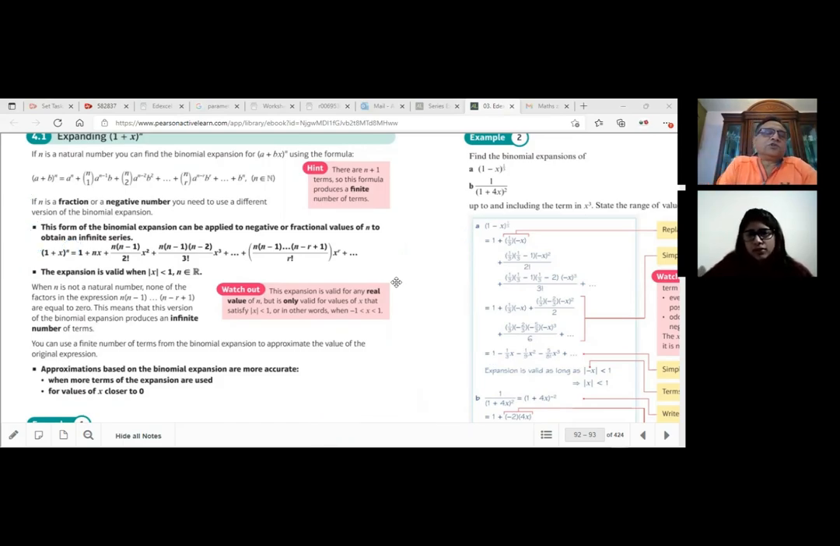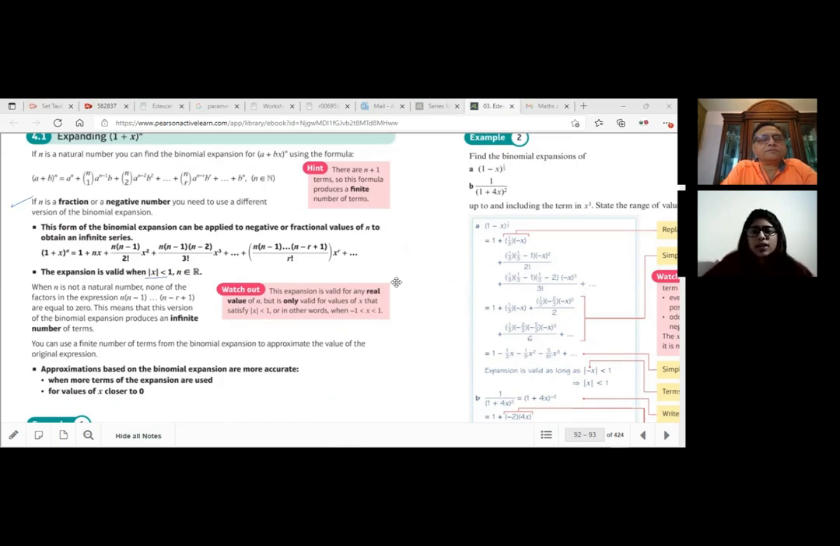Okay. So now again read this. If n is a fraction or a negative number, you need to use a different version of the binomial expansion. Correct. This form of the binomial expansion can be applied to negative or fractional values of n to obtain an infinite series. Correct. The expansion is only valid when the modulus of x is less than 1, where n belongs to the real numbers. Correct.